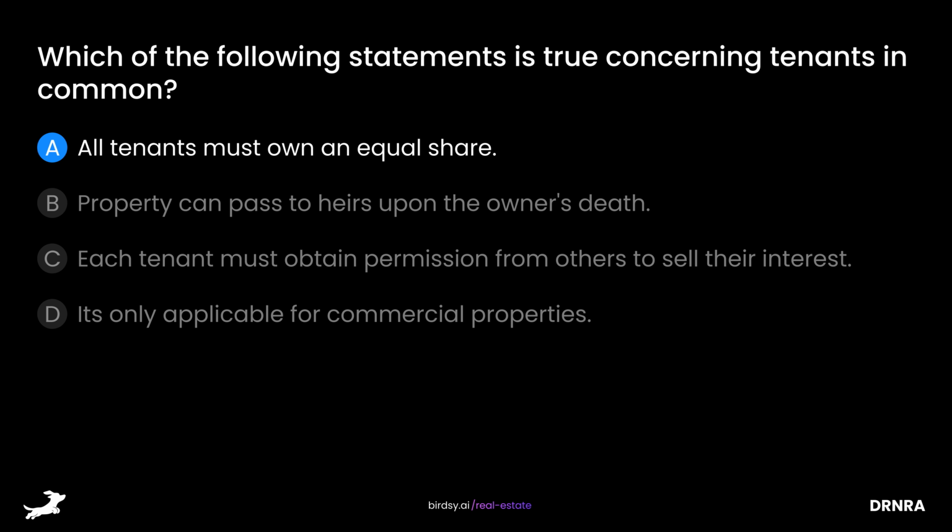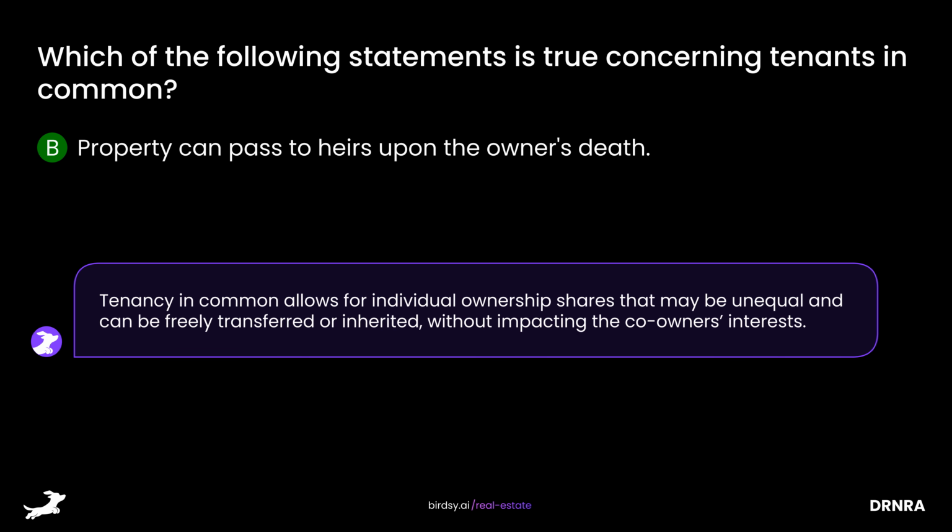Which of the following statements is true concerning tenants in common? Is it A, all tenants must own an equal share? B, property can pass to heirs upon the owner's death? C, each tenant must obtain permission from others to sell their interest? Or D, it's only applicable for commercial properties? The answer is B, property can pass to heirs upon the owner's death. Tenancy in common allows for individual ownership shares that may be unequal and can be freely transferred or inherited without impacting the co-owner's interests.